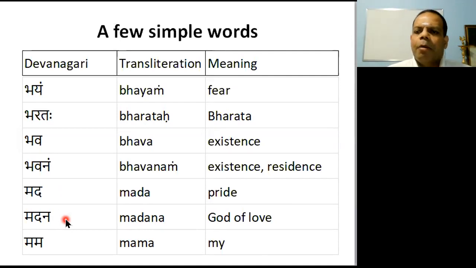The next word is madana. Generally, it's called the god of love. Manmatha is called Madana. We have many bhajans where we say Madana Mohana. Krishna is described as Madana Mohana because he is full of love. He will captivate everyone's heart. Anything which is very beautiful is also called Madana. Pay attention that the second letter is not the aspirated one. Madana, Madana.